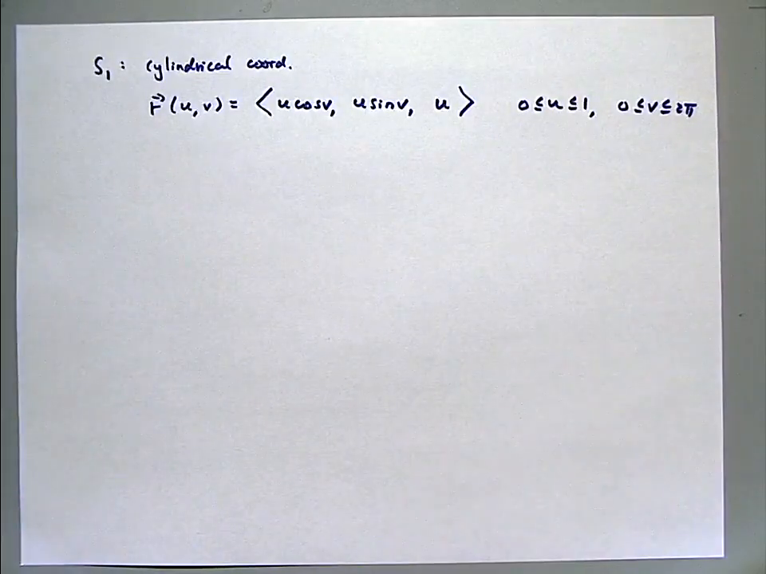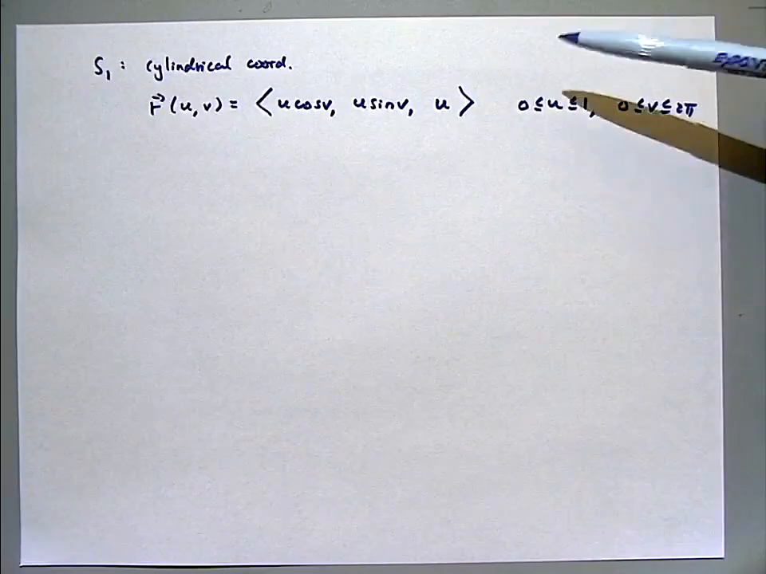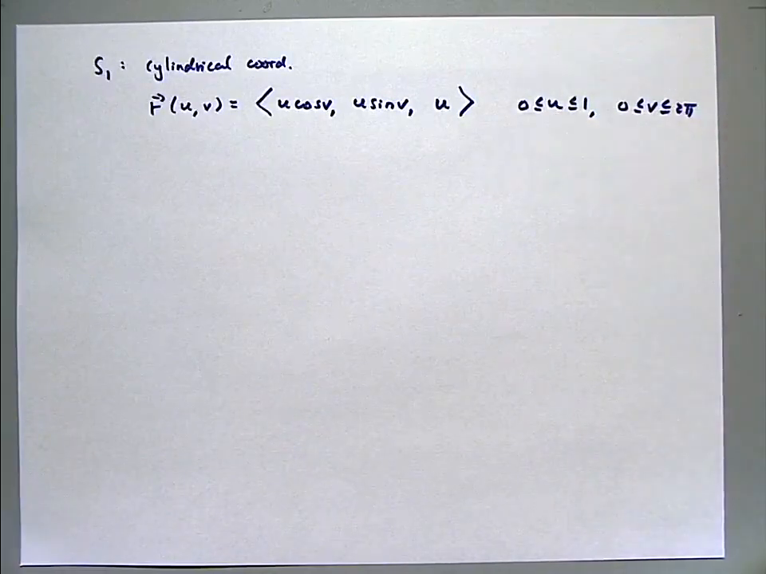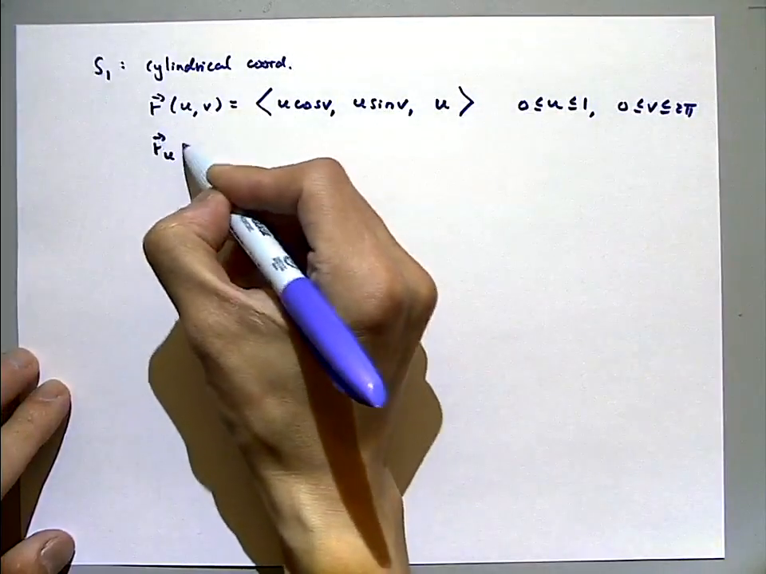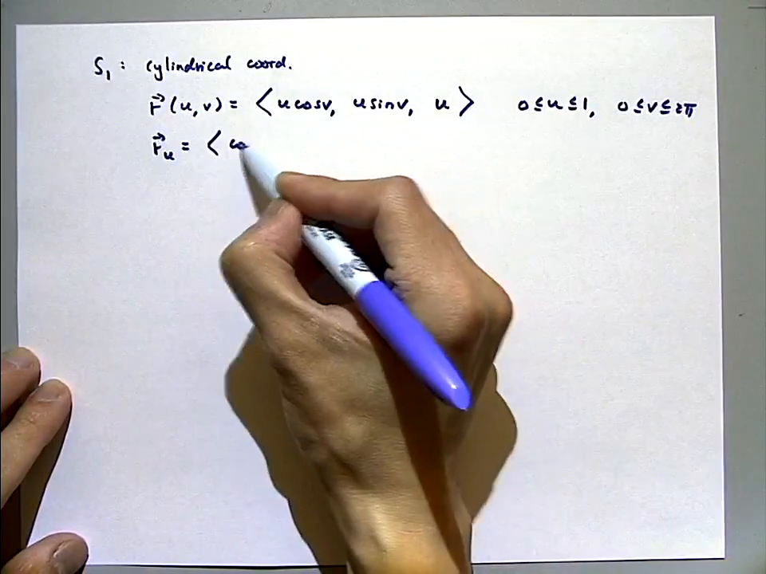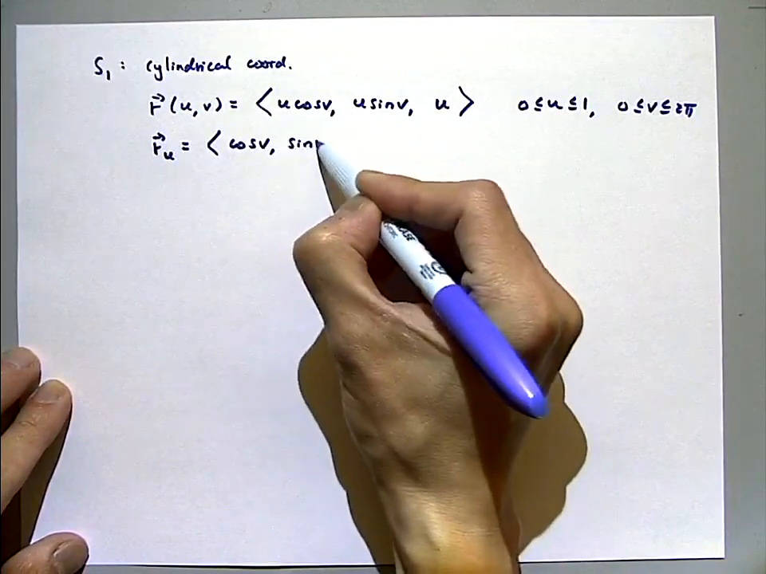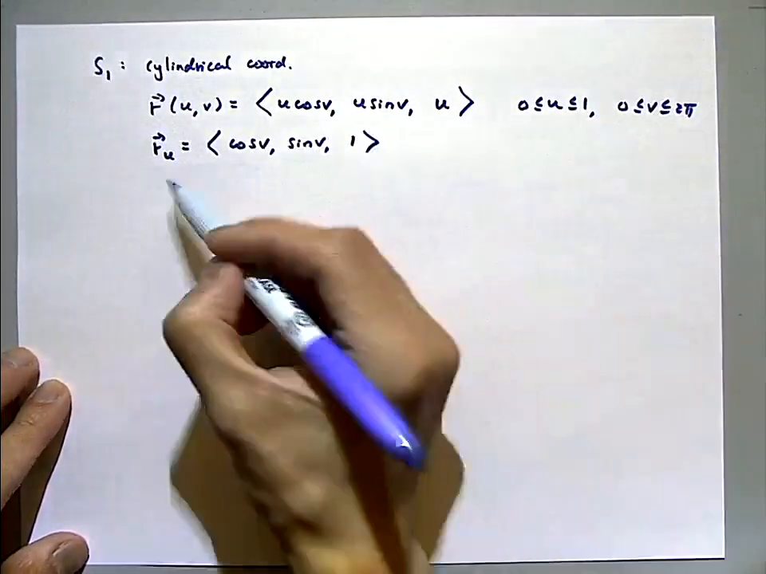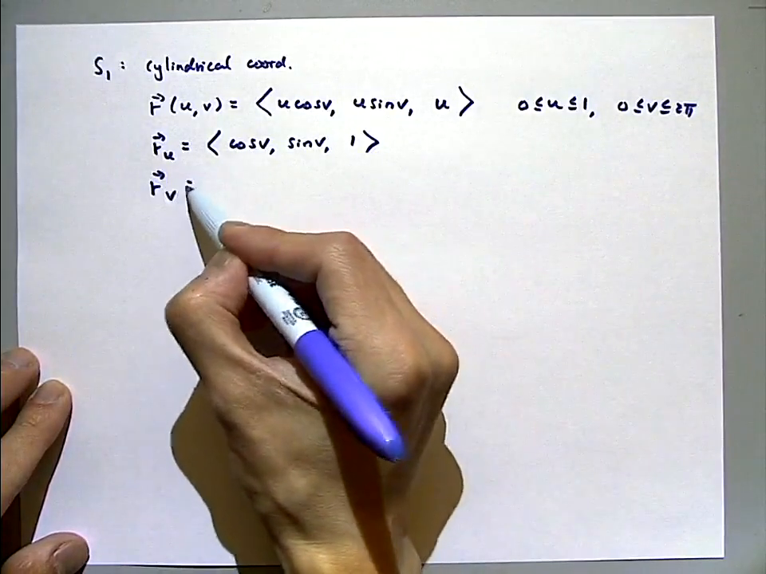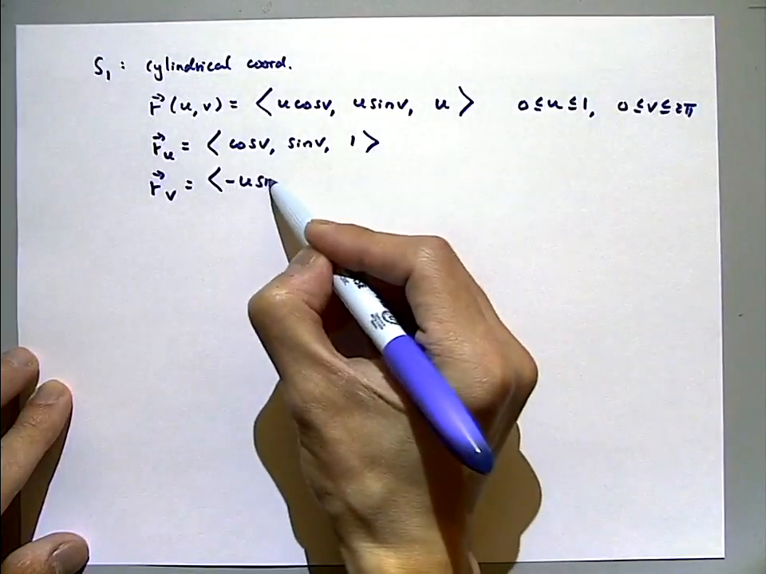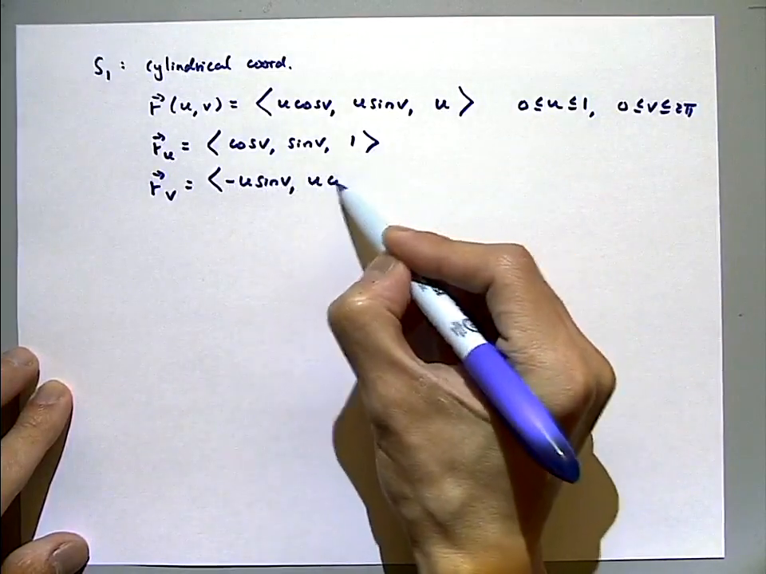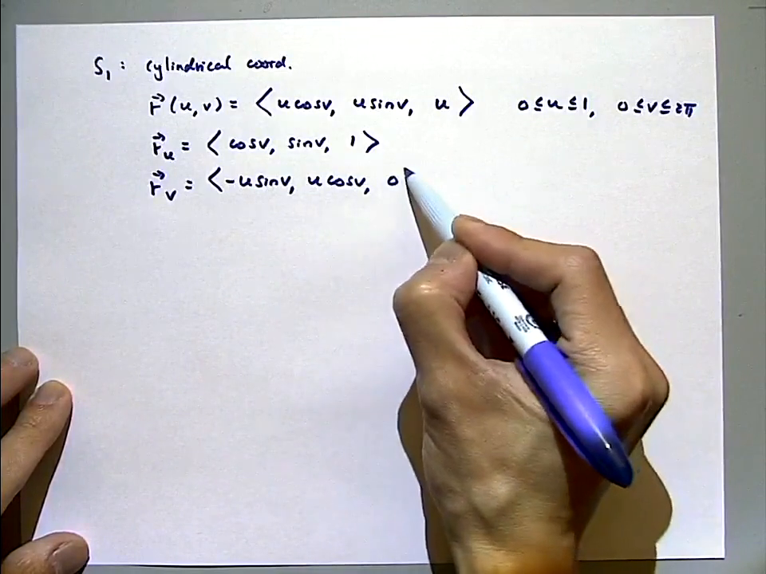Okay, so again, you've done this before. We've done this quite a few times, parameterizing the cone. So it shouldn't be too difficult to do that. Ru, the partial derivative, this is easy. Cosine V, sine V, 1, right? Rv, the partial derivative with respect to V, it's also pretty easy. Minus U sine V, U cosine V, and 0.